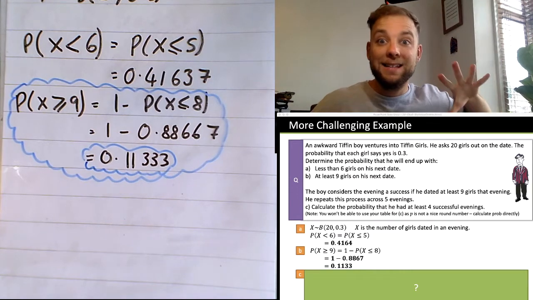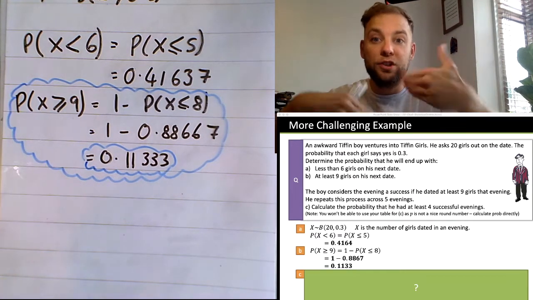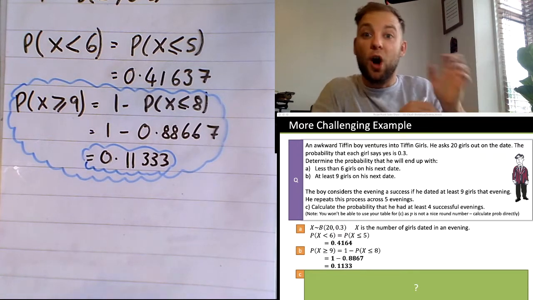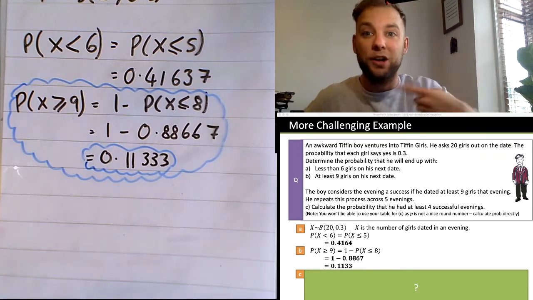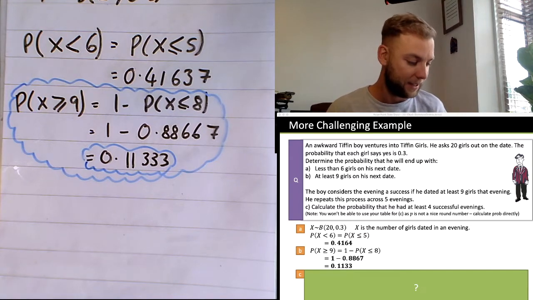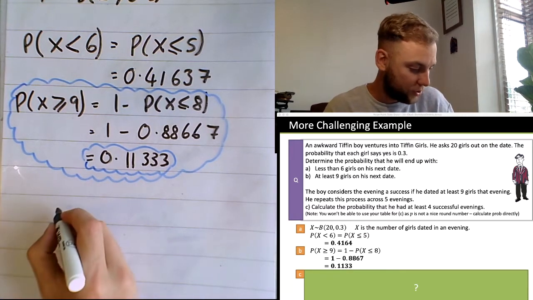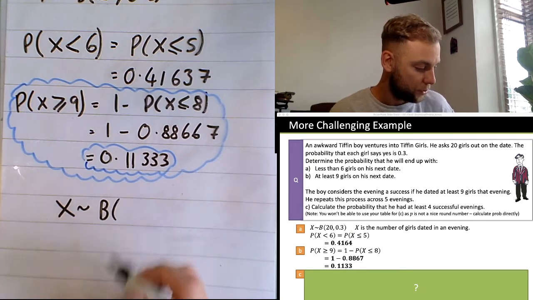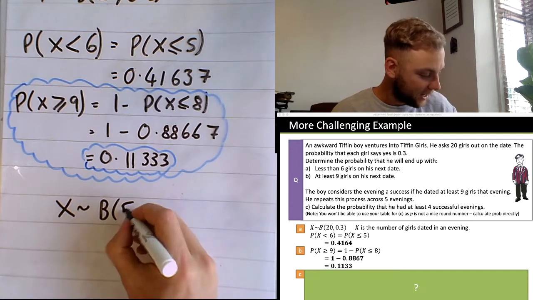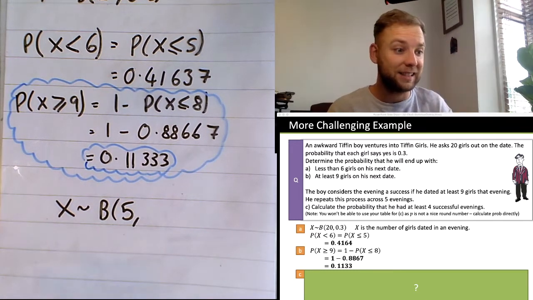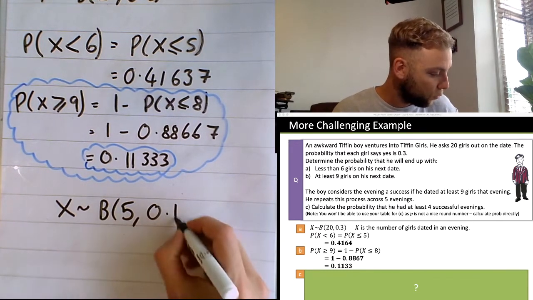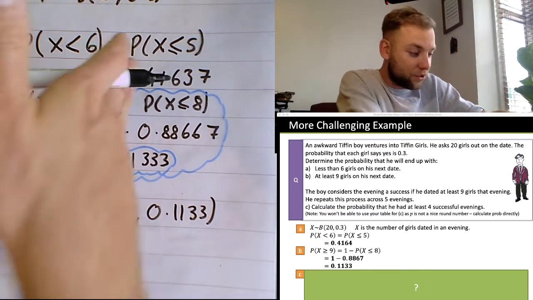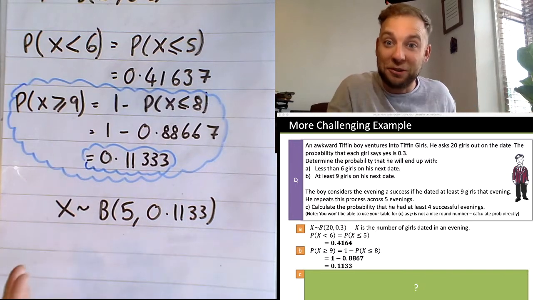Now, he's doing his binomial distribution over 5 nights. So it's a second binomial distribution. What's happening now is we've got a new binomial distribution. Let's call it X, which follows a binomial distribution, but he's doing it over 5 nights. And if he considers it a success, it's going to be 0.1133. Okay, so we've got a binomial distribution within a binomial distribution question.